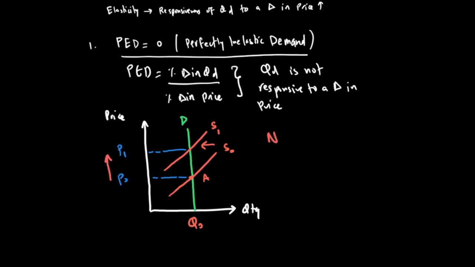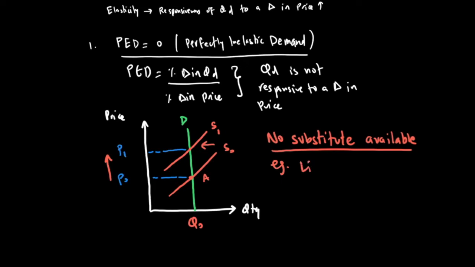And we say this: there is no substitute available for such a good, because if there was any substitute available, people may switch and the quantity demanded may fall. Because there is no substitute available, the examples of such goods have to be something very crucial for us, such as, for example, your life-saving drug. So your life depends on that. So that's the first example where the consumer is not responsive to a change in price.